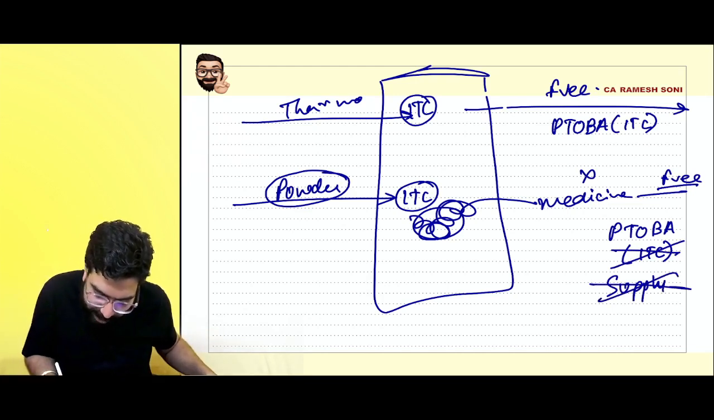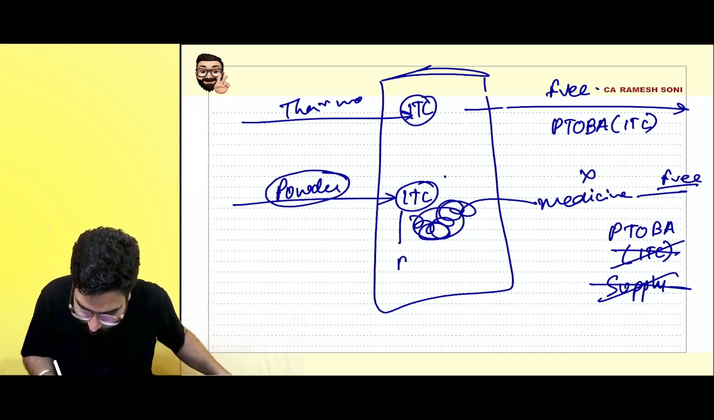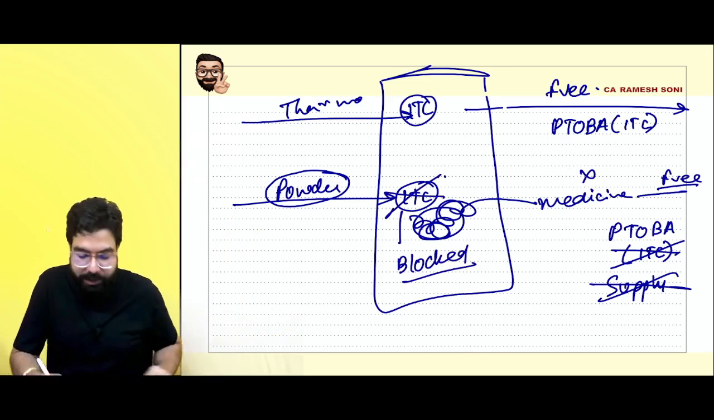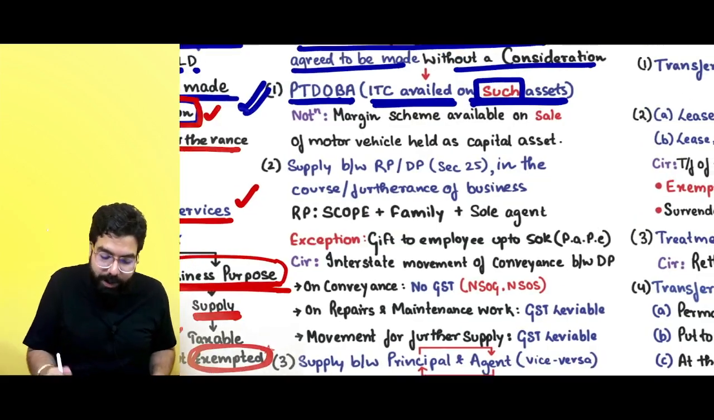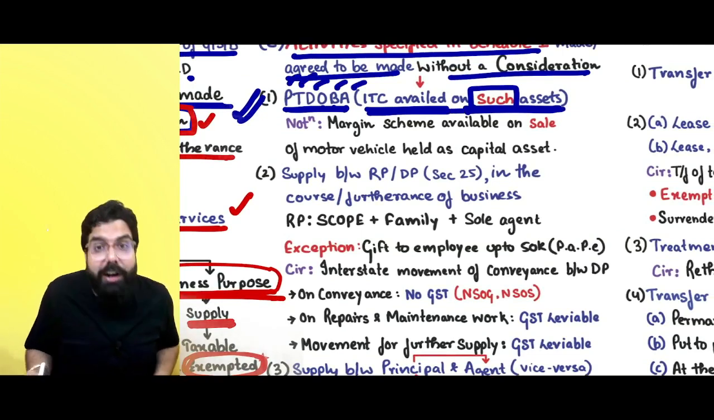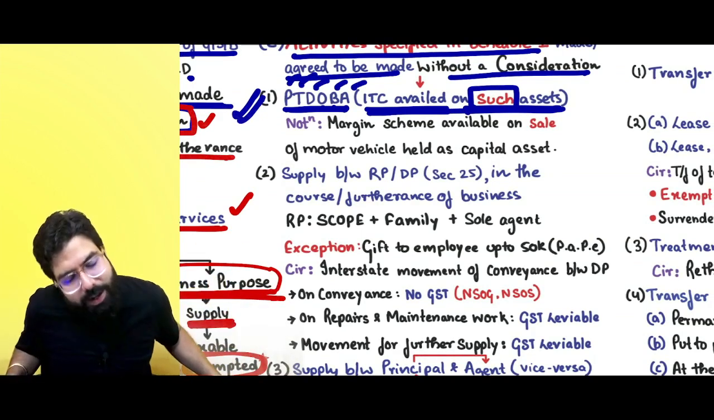If it is not a supply, remember, when the outward is not a supply, ITC is also blocked. You will not get the ITC. Point is clear. Remember, permanent transfer or disposal of business asset where ITC is availed on such asset shall be considered as supply.